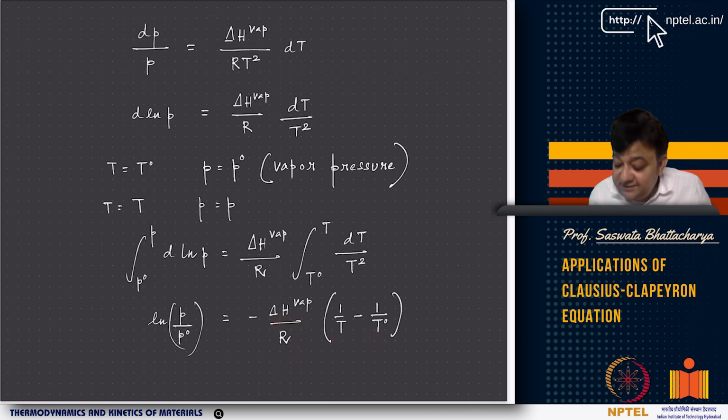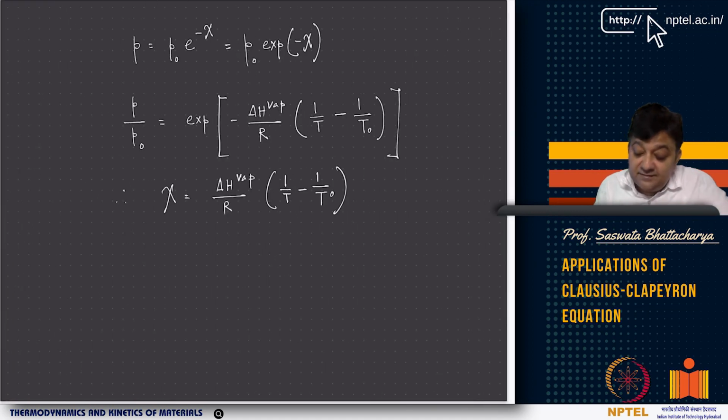Now look at this consequence. There is a negative sign here, and this is delta H of vaporization. Vaporization is a process in which a liquid absorbs heat, which is basically an endothermic process, but you have a negative sign here. So how does the pressure change with temperature? You can find that out very easily from this expression.